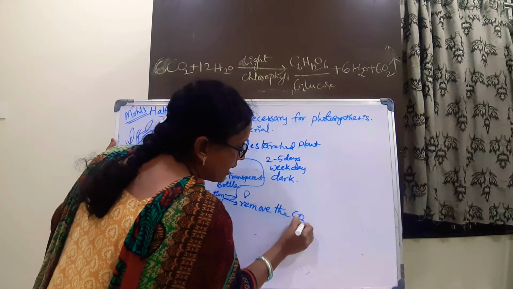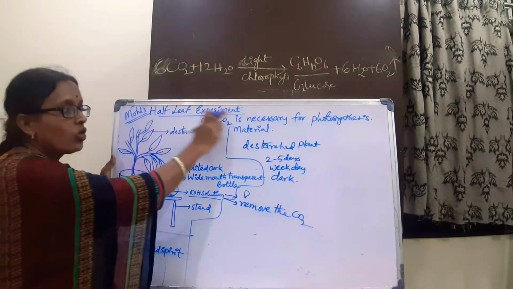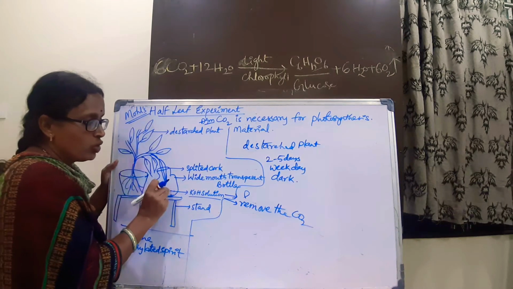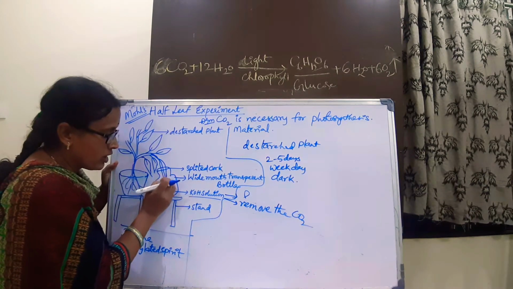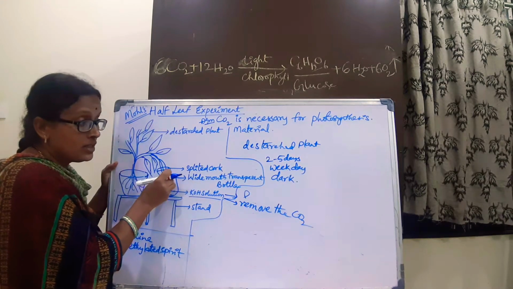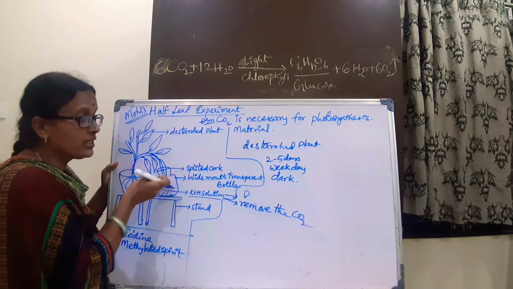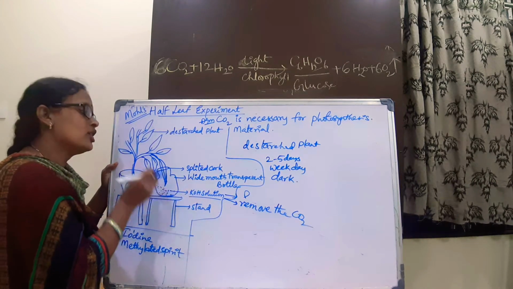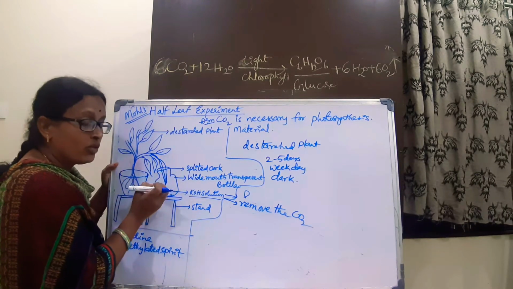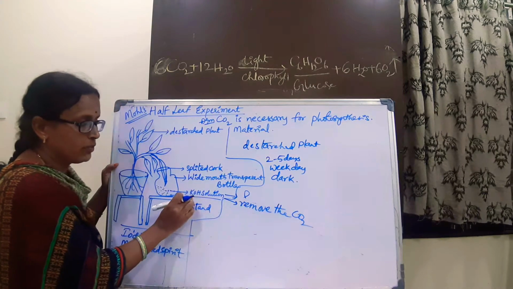Remove the carbon dioxide which is present in the bottle, not outside. By taking the KOH solution, we are removing the carbon dioxide, because if carbon dioxide is present in the transparent bottle, the leaf inside also carries out photosynthesis. There is a chance of that. So to avoid that, we are removing the carbon dioxide by using KOH solution.